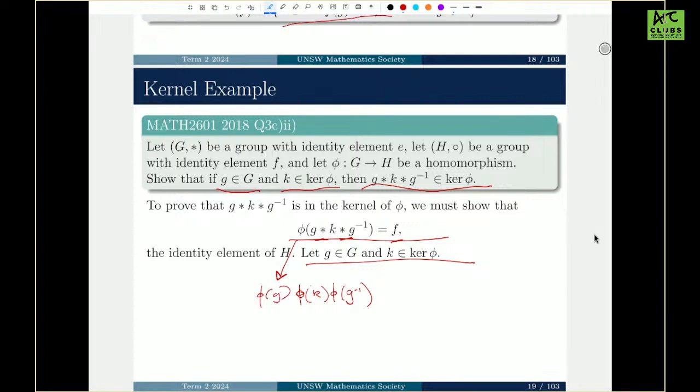So this equals, let's use the fact that k is in the kernel to say that this is f. And we had a property that we proved earlier that this is just phi of g inverse. So inverses are preserved. So this just equals phi of g, inverse, which is just the identity f. So we've now shown this.